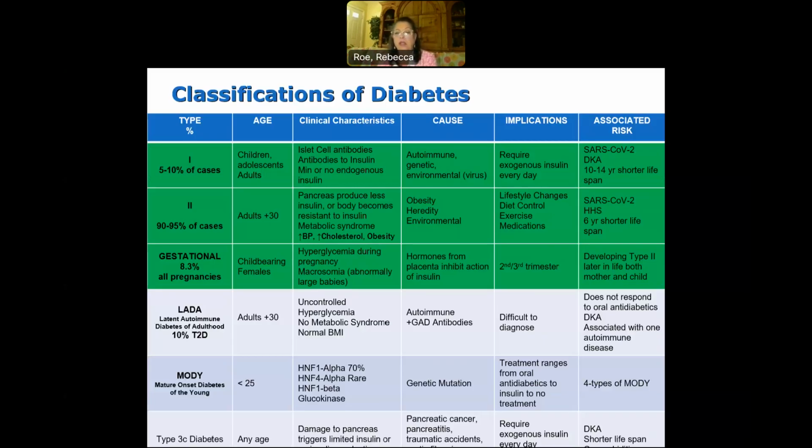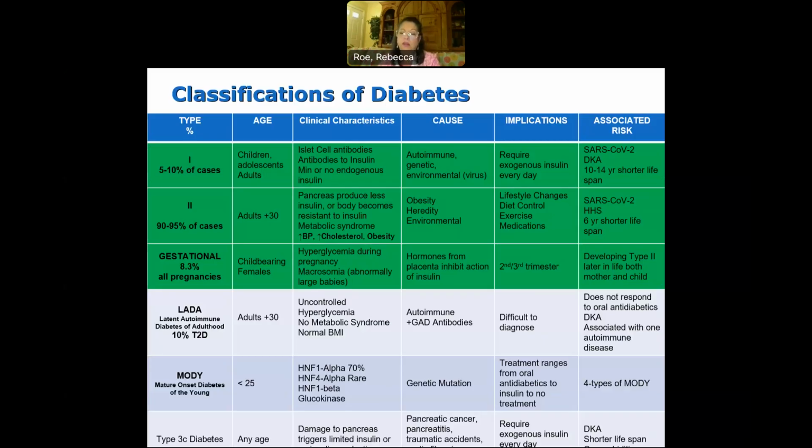It happens in about 10% of those that are diagnosed with type 2 diabetes, and it is somewhat of a combination of type 1 and type 2 diabetes. Therefore, you may see it's called type 1.5 diabetes. It occurs in patients that are over the age of 30. And what it does is it shows that you have uncontrolled hyperglycemia or high blood glucose, and there's no metabolic syndrome, and you have a normal BMI.